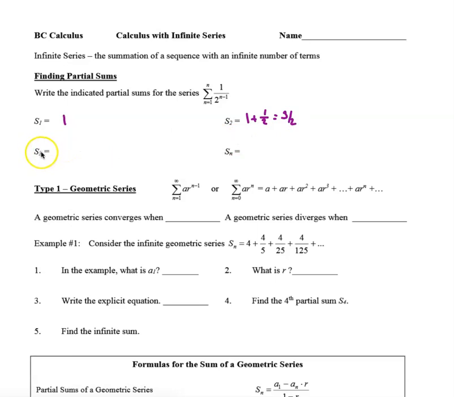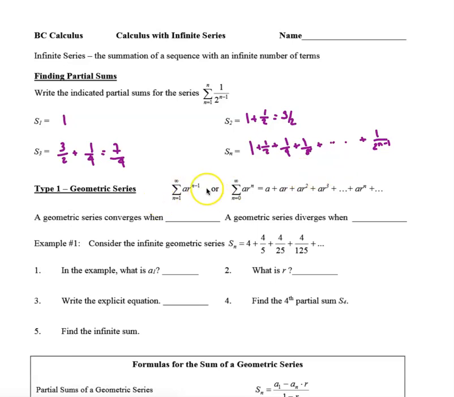Big S sub 3 means I take big S sub 2, which was 3/2, and add to it one more term, which is the third term. Plugging a 3 in here gives 1 over 2 squared, which is 1/4. So I end up with 6/4 plus 1/4, which is 7/4 when I get my common denominator. So big S sub n is going to be adding up all of the first n terms in the sequence: 1 plus 1/2 plus 1/4 plus 1/8, all the way up through 1 over 2 to the n minus 1.